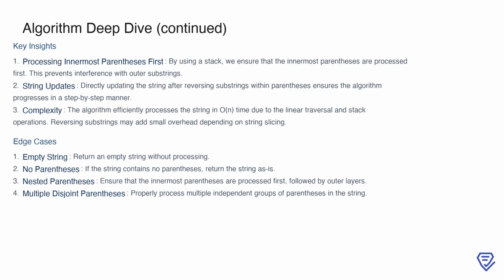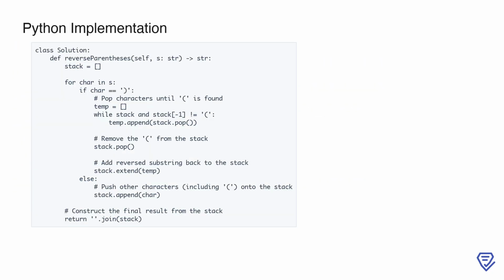Nested parentheses require careful processing to ensure the innermost layers are addressed first, and multiple disjoint groups of parentheses are processed independently. These considerations ensure the algorithm is robust and handles all scenarios effectively. This code implements the solution to LeetCode problem number 1190, reverse substrings between each pair of parentheses.